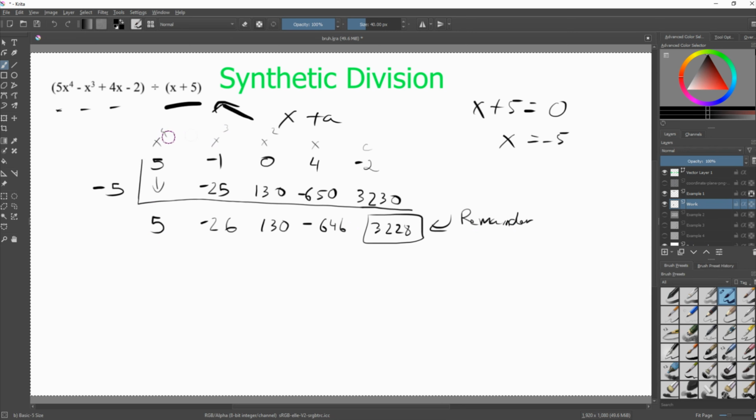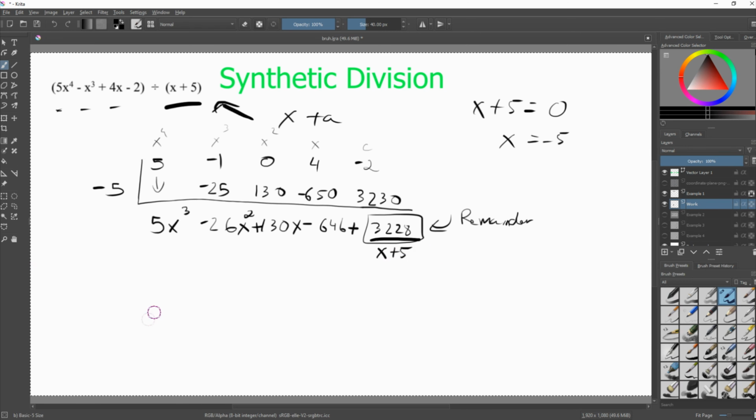Now your answer is going to be, you just put the x's that is 1 lower than this, right? So it's going to start with x cubed. So I have x cubed minus 26x squared, in order like that. And then this is a positive, so I have to put a plus. Plus 130x minus 646 plus your remainder. The remainder, you have to put that over your divisor. So all that over x plus 5.